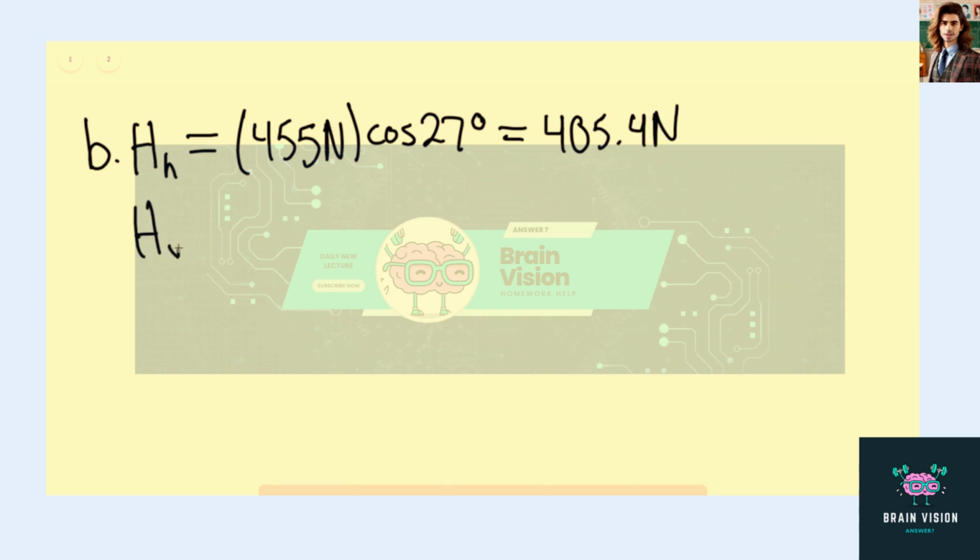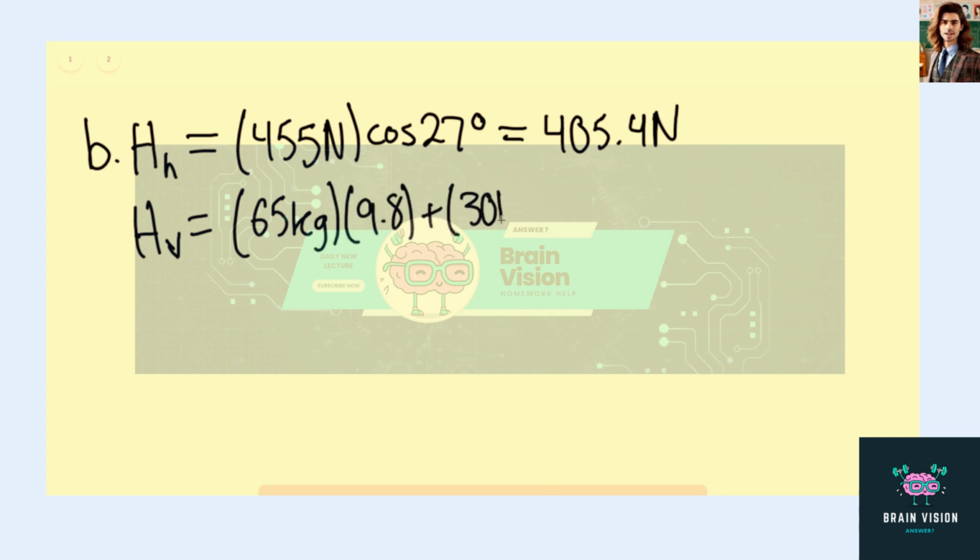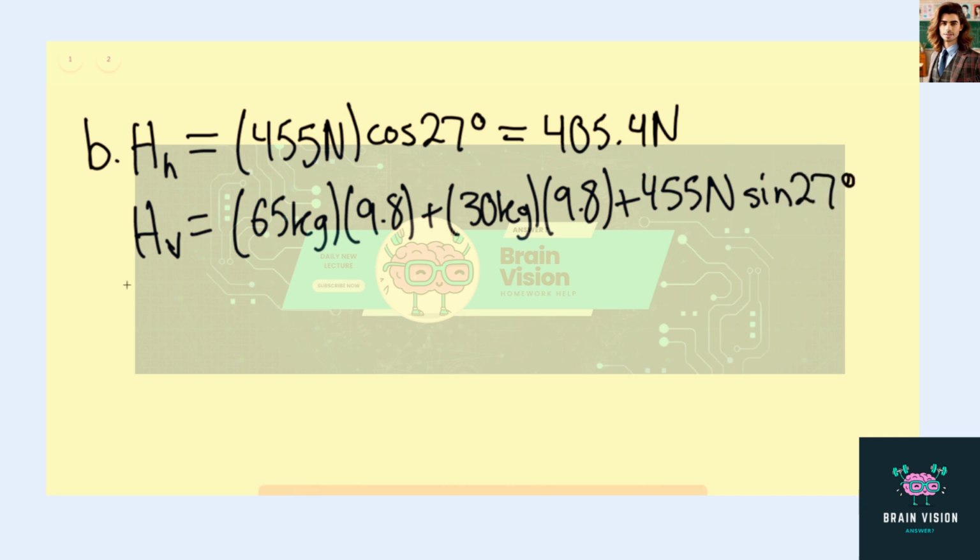And then for H sub V, this would be the Y component, or the vertical component. So this would be 65 kilograms times 9.8 plus 30 kilograms times, again, 9.8 plus 455 newtons times sine of 27 degrees. And we find that the vertical component of the hinge force is going to be 1,138 newtons.